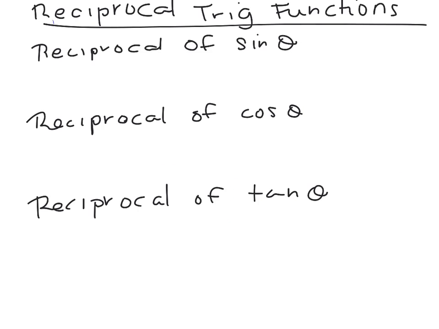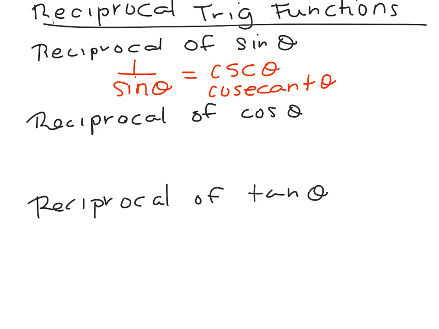Okay, so let's talk about the reciprocal trig functions. Reciprocal, first of all, means to flip. So flip the fraction. What is the reciprocal of sine theta? When I flip it, the reciprocal of sine theta is 1 over sine theta. But we don't normally like to write reciprocals like that, so we have a new trig function called cosecant theta. The reciprocal of cosine would be 1 over cosine theta, and we would call that secant theta.